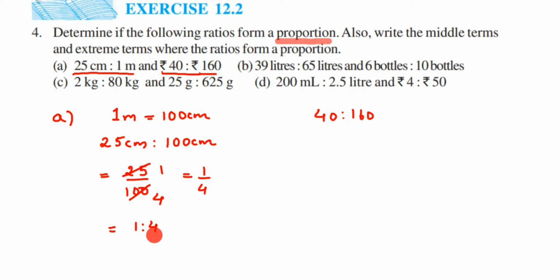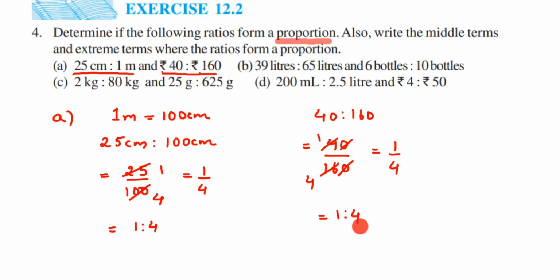So this is equal to 40 upon 160. Do the cancellation here. First cancel the zeros. Now this is 4 and 16 we got. So 4 ones are 4, 4 fours are 16. So we got here 1 by 4. When you convert back this into ratio, this will become 1:4. Now you can see that both the ratios are 1:4, 1:4. This means that we can say they are in proportion.